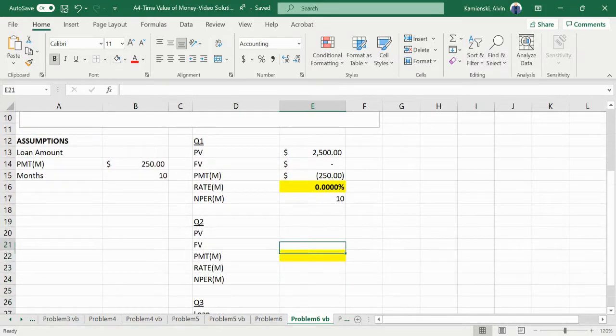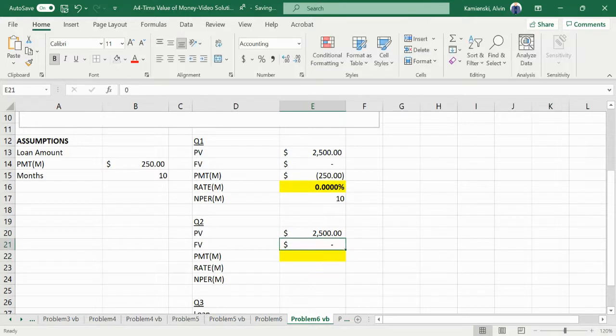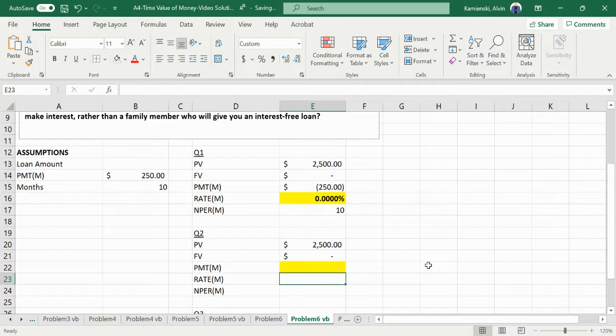So let's see, instead of a $250 payment, the way that a non-family member or a lending institution like a bank would think about it. So in this case, you would have that $2,500 original inflow with nothing that you get in the future. We're trying to solve for payment when the rate is going to be 0.5% interest every month.